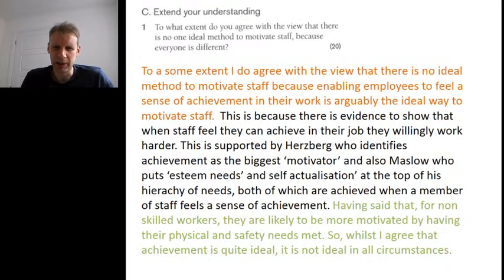The reason being that even though a sense of achievement is really important in order for employees to be motivated, it's not fully the ideal way. For employees to feel a sense of achievement is quite a strong way, but you can't go as far as to say it's the ideal way. So have a look at that paragraph as well.